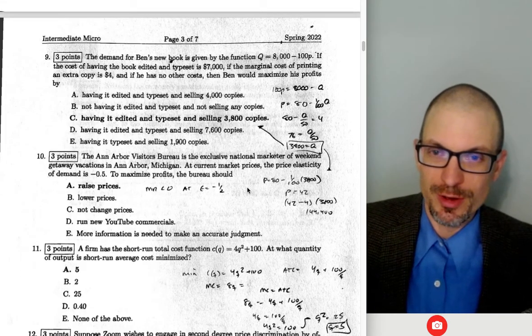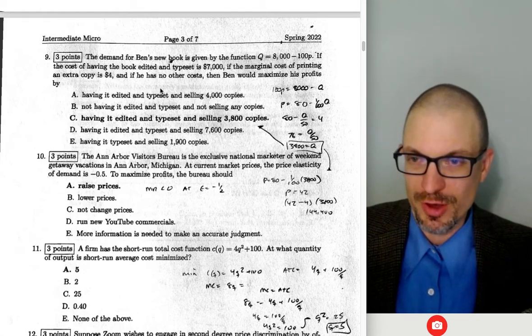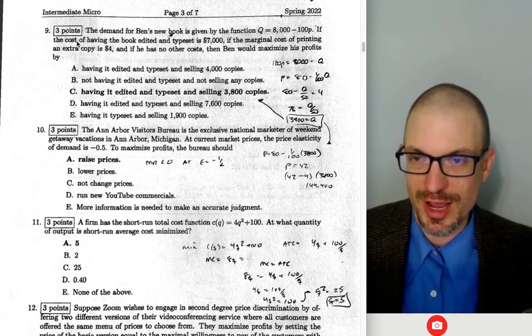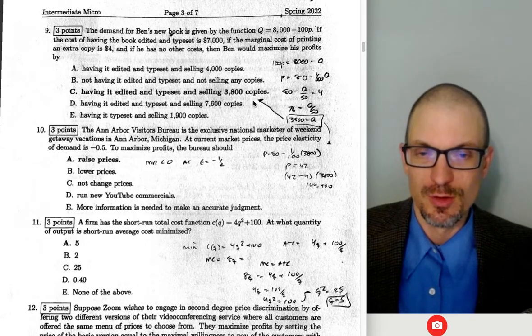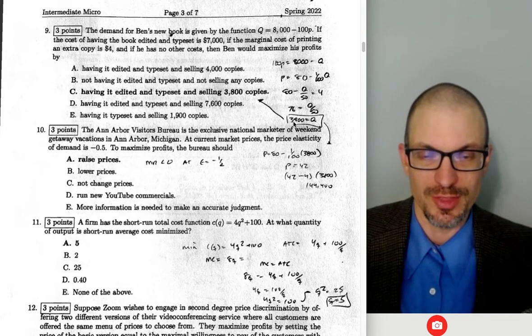The demand for my new book is given by the function Q is equal to 8,000 minus 100p. The cost of having the book edited and typeset is $7,000, and the marginal cost of producing an extra copy is 4, and I don't have any other costs. I'd maximize profits by, well, we just find the profit maximizing quantity for a monopoly, and then just have to verify that you're not going to make a loss at that point.